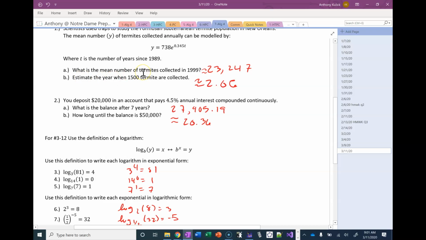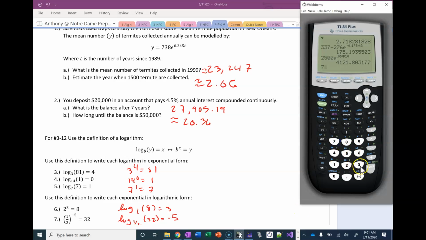So for part A, what is the value of t that we need? So 89 to 1999 would have been 10. So I'm just plugging 10 in for t and into my calculator. So 738 times second ln 0.345 times 10 gives me 23,247.